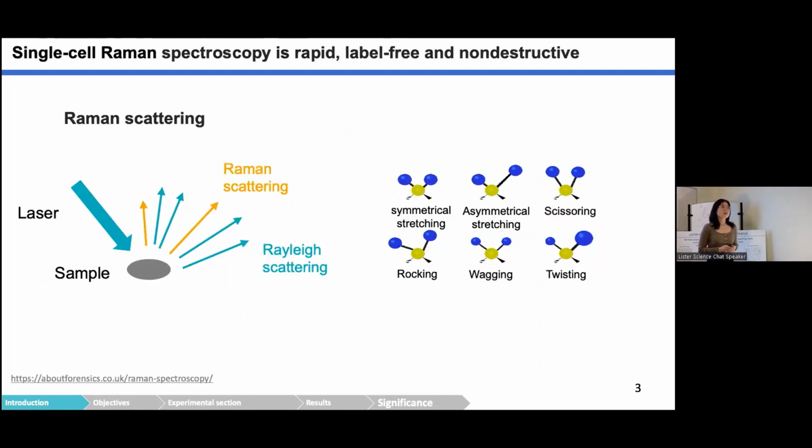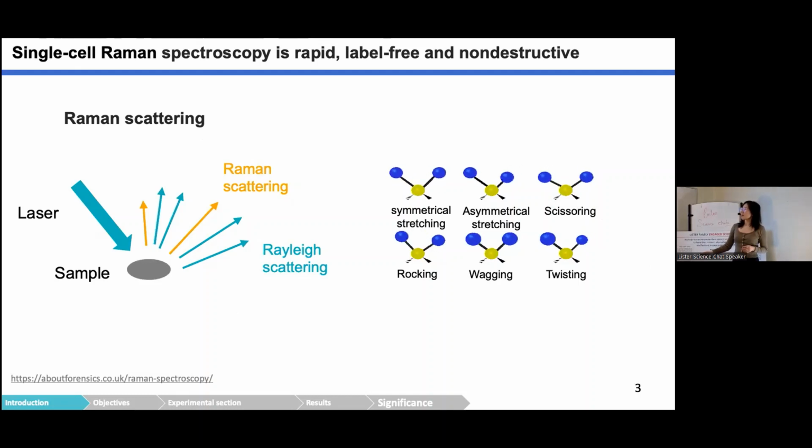So Raman spectroscopy is a good candidate. How does it work? The laser hits the sample. Then the Raman signal can be generated and collected within several seconds. And those signals are related to the vibrational modes of the functional groups in the molecules in the samples. So they are very specific.